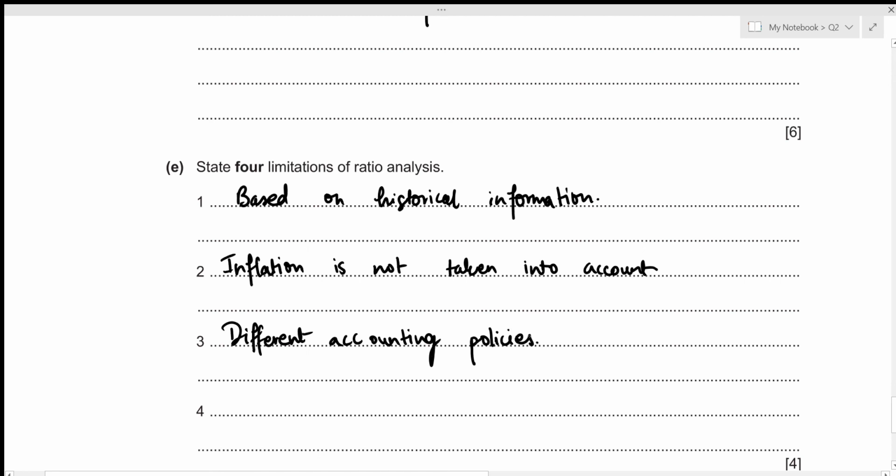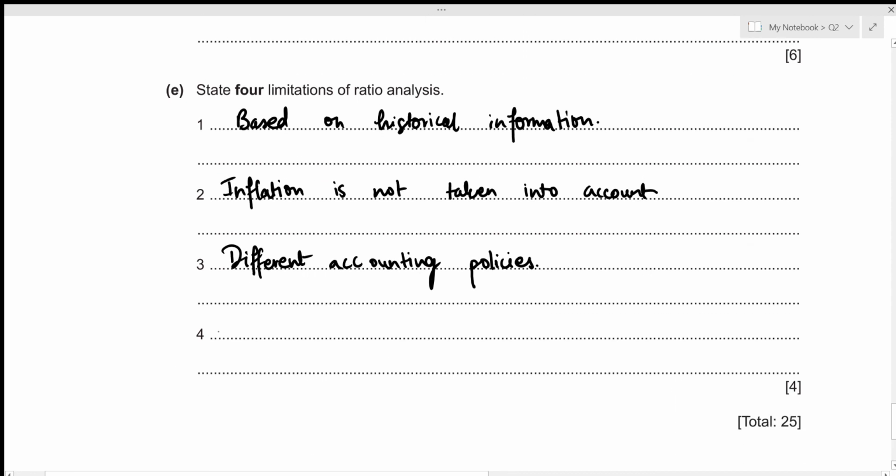Then lastly, this is based on the business type. So I cannot compare two businesses from different industries based on their ratio analysis, because this would be invalid because they both belong to different business groups, right? Let's write it down. Based on the business type. Alright, this concludes the fifth part of this question as well as this entire question.